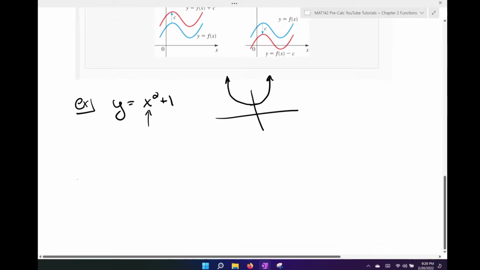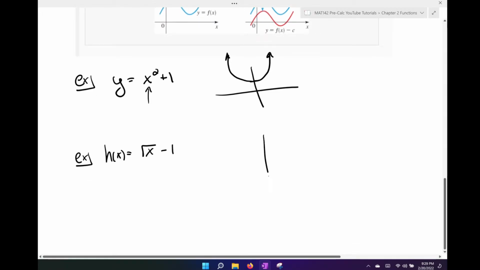Likewise, the second example here, if we have, we'll use function notation on this one. h of x equals the square root of x minus 1. Well, then I know all that's going to happen here. It's going to be the parent function, which is the root, and I just shift it down 1 unit. I put a dot, and then just let it increase very slowly, but it still increases.